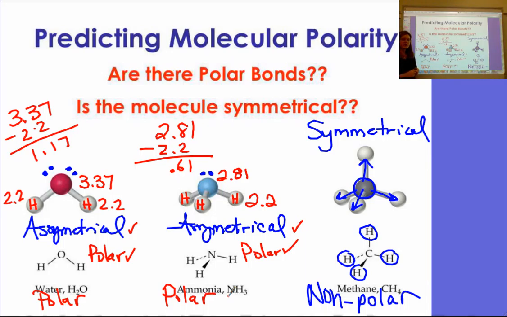We have to look for two things. We have to look for asymmetrical shape, and you have to look for some polar bonds, at least one polar bond. Then you can say it's a polar molecule.